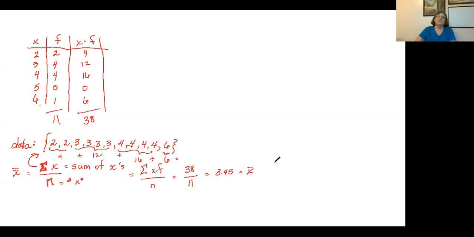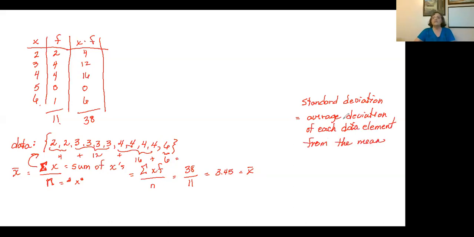Now, what a standard deviation is: how far each number differs from the average. 2 is 1.45 away from the average. 3 is only 0.45 away from the average. The standard deviation is the average of the deviation of each element from the mean. In other words, it is a measure of how far from the average each number falls.